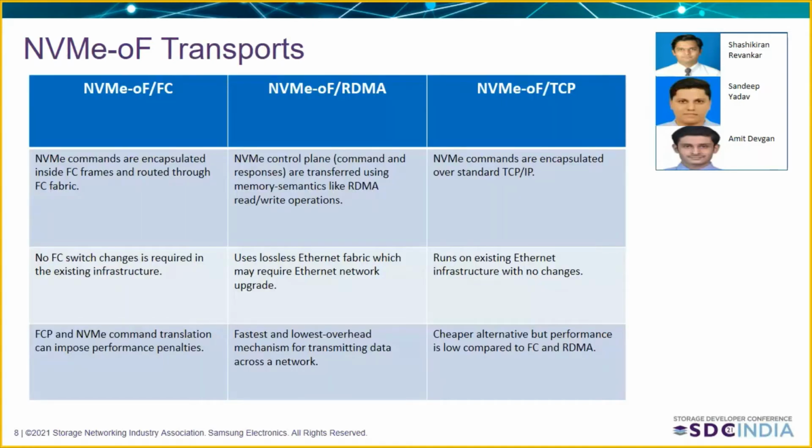So here in this table, we are going to compare the different types of popular NVMe over Fabric transports, which you can see are Fiber Channel, RDMA, and TCP. Now, in case of Fiber Channel, the NVMe commands are encapsulated inside the Fiber Channel frames and routed through the Fiber Channel fabric. This solution is popular among the SAN vendors because SAN has been in the data center for a long time. So this technology seamlessly integrates with the existing Fiber Channel environment and also provides the advantage of the performance of NVMe.